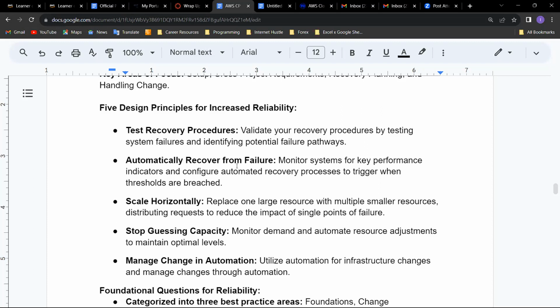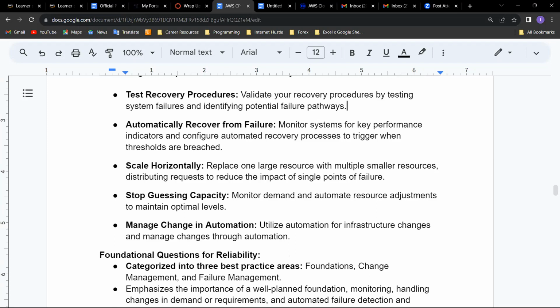So immediately, maybe one system's health has reduced to 50%, automatically start up the second one, or run 3 systems concurrently. When one fails, then you run another one, right? So that is like automatic recovery. And then also scaling horizontally. So replacing one large resource with multiple smaller resources, right? Distributing the request to reduce the impact of a single point of failure.